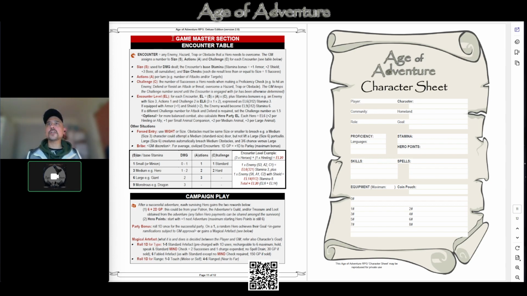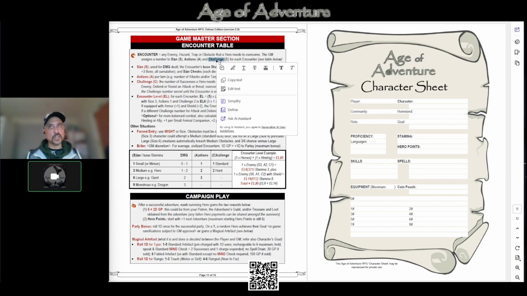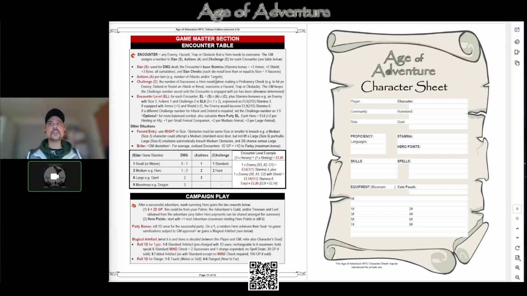But the last section is the encounter section, or the encounter table, which I've got here for GMs. I'll go over this briefly, because for encounters, we're not just talking about enemies, we're talking about any hazard, trap, obstacle, etc. And for an encounter, when the GM is creating their adventure or converting an adventure, they need to determine what's the size of the encounter, how many actions does it get, and how difficult it is, or the challenge rating. Once they've got those 3 things, the encounter will be ready. And I break down each of those here.